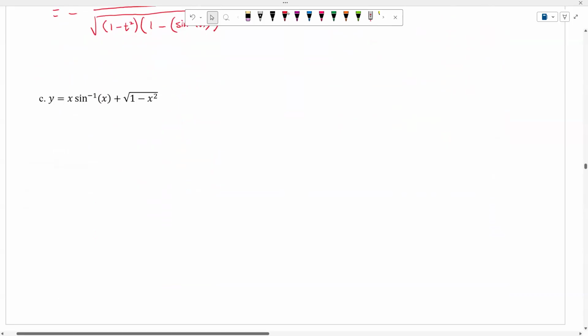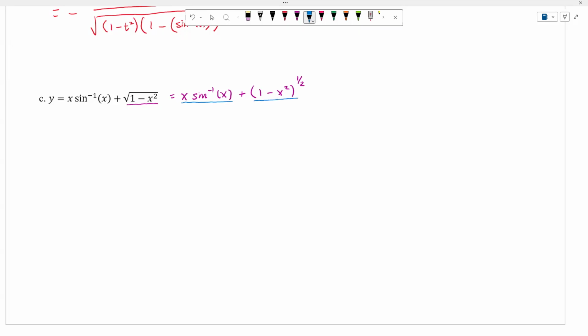Then to this problem, how do we actually work it out? First of all, I will rewrite this into x times sine inverse of x plus 1 minus x squared raised to the power of 1/2. Then notice we have two terms. The first term, we need to use a product rule because it is a product. And the second one here, we probably need to use a chain rule, right?